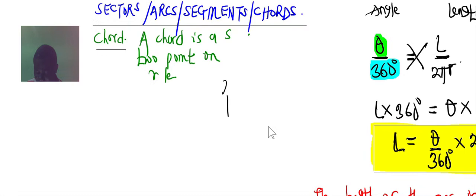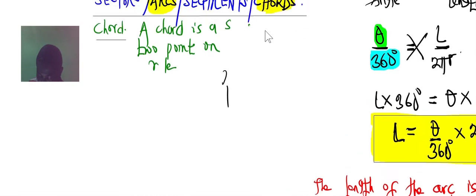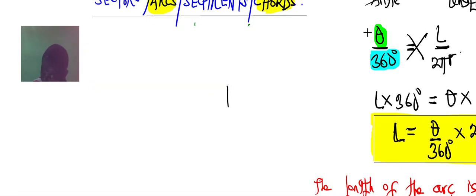So we talked about chords, length of a chord, 2r sin theta over 2. We've talked about arcs. Let's talk about sectors. A sector of a circle is usually made up of 2 radii alongside with the arc. So a sector is usually bounded with radius, radius, arc.